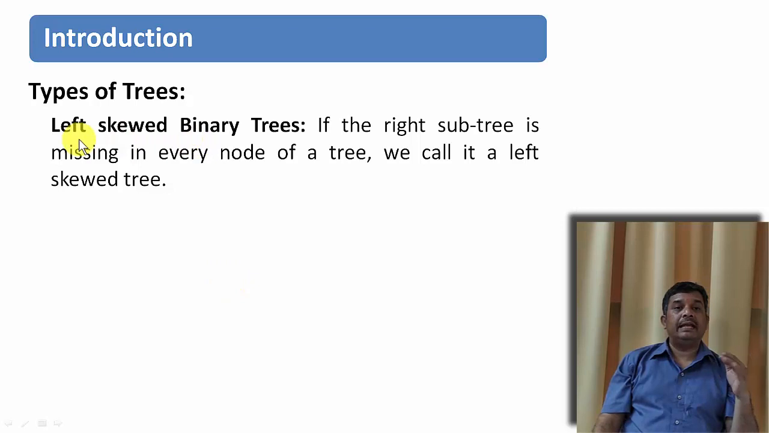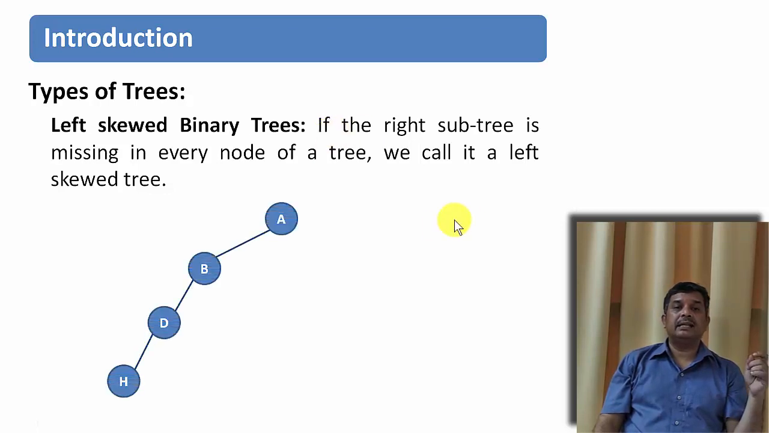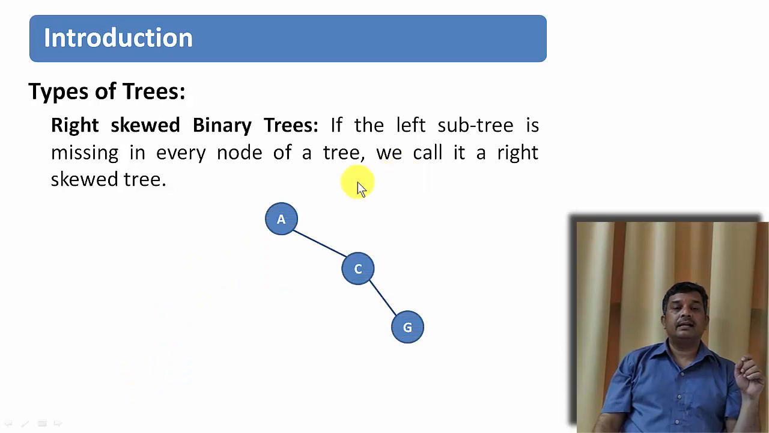One more kind of tree is called a left skewed binary tree. It means if the right subtrees are totally missing, then I'll say it is a left skewed tree. Similarly, there are right skewed trees where the left subtrees are totally missing.